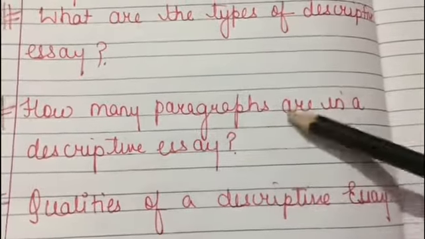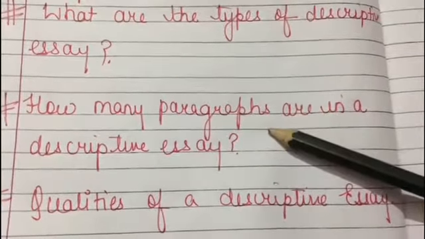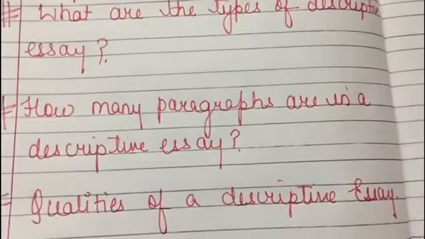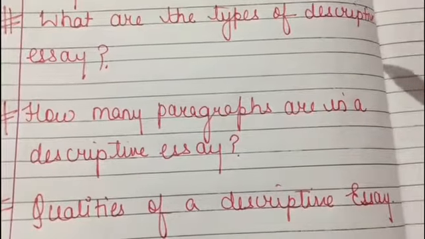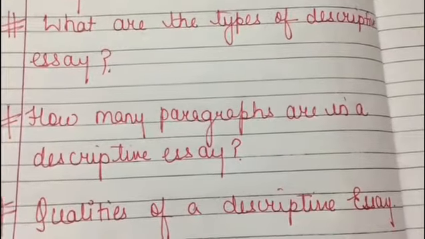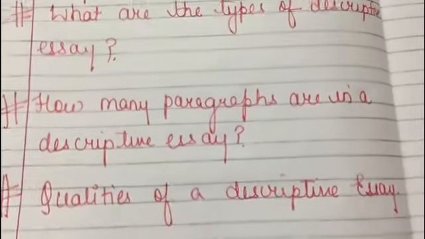Next, how many paras are there in a descriptive essay? There are 5 paras in a descriptive essay. One para is for the introduction. Then 3 paras are for the body, where you give a complete, detailed description of that particular place, thing, object or person. And the last one is for the conclusion.